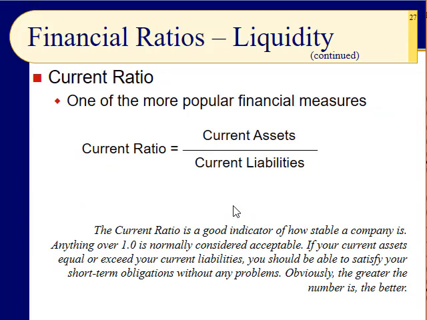So the current ratio, a very popular ratio, is a good indicator of how stable a company is. Anything over 1 is normally considered acceptable. Why? Because if your current assets equal or exceed your current liabilities, you should be able to satisfy your short-term obligations without any problems. So obviously, the greater the number is, the better. If you have the same amount of current assets as current liabilities, then the current ratio will be 1. If assets are higher, it'll be greater than 1. If liabilities are higher, it'll be less than 1.